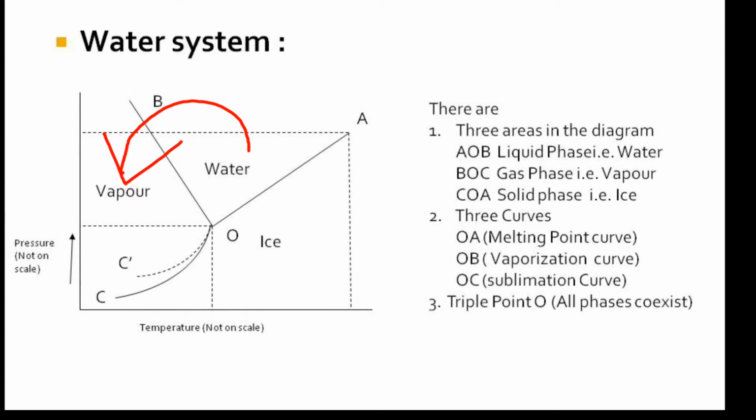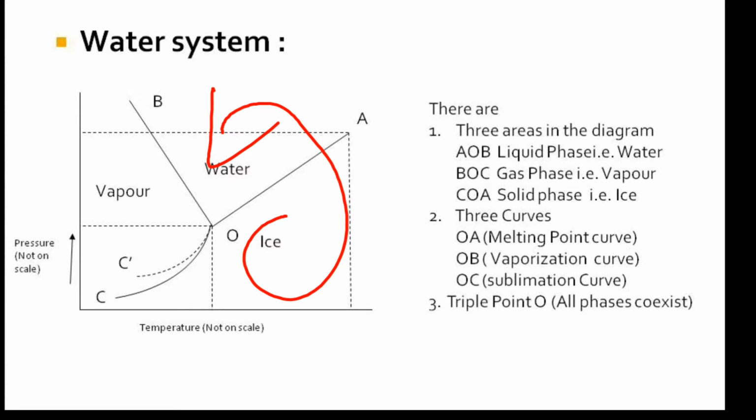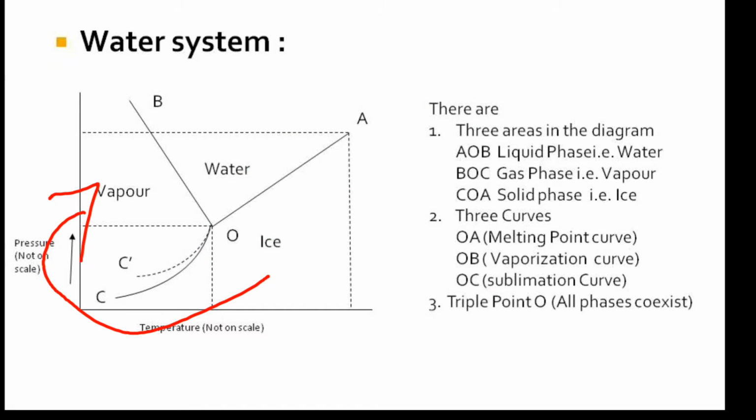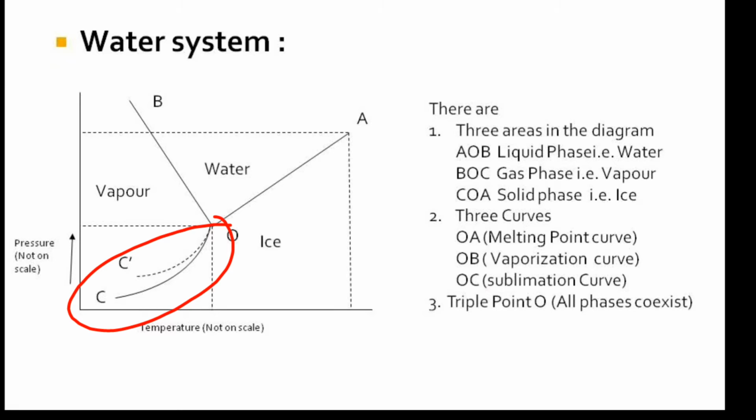Now water vaporizes, that means this curve OB is called the vaporization curve. Whereas ice melts and converts into water, that's why this curve OA is known as the melting point curve. Whereas ice is converted into vapor, that means solid is converted into gas without liquid formation, so this is known as sublimation. That's why this curve OC is known as the sublimation curve.